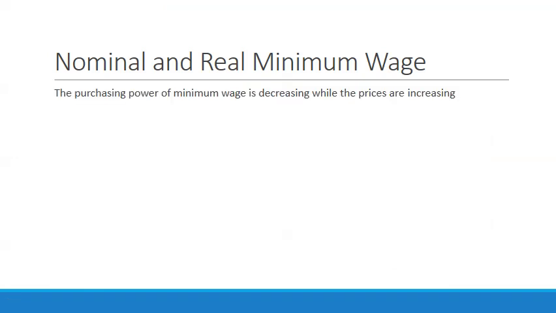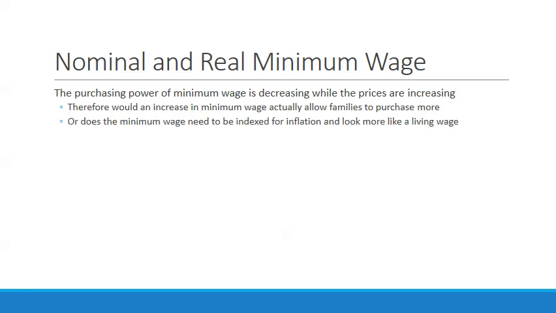So as we can see, the purchasing power of minimum wage is decreasing while prices are increasing. In other words, we can't buy as much because prices are increasing, whereas purchasing power is in decline. So would an increase in minimum wage actually allow families to purchase more? That's one of these constant questions that we seem to see within government all the time. And our next one: does the minimum wage need to be indexed for inflation and look more like a living wage? The answer to that one is absolutely.